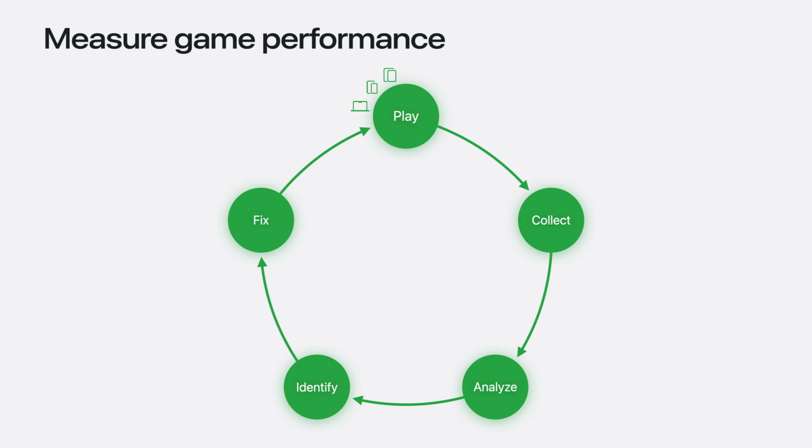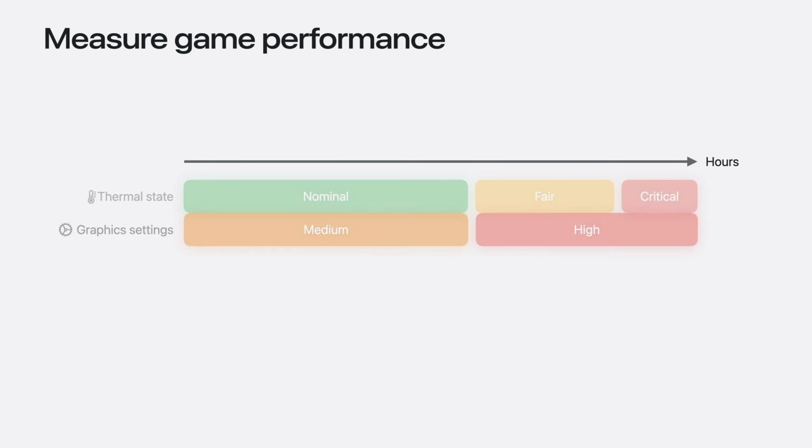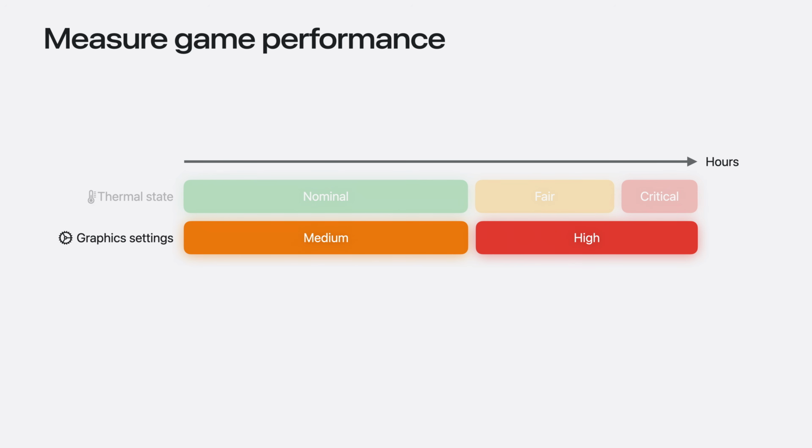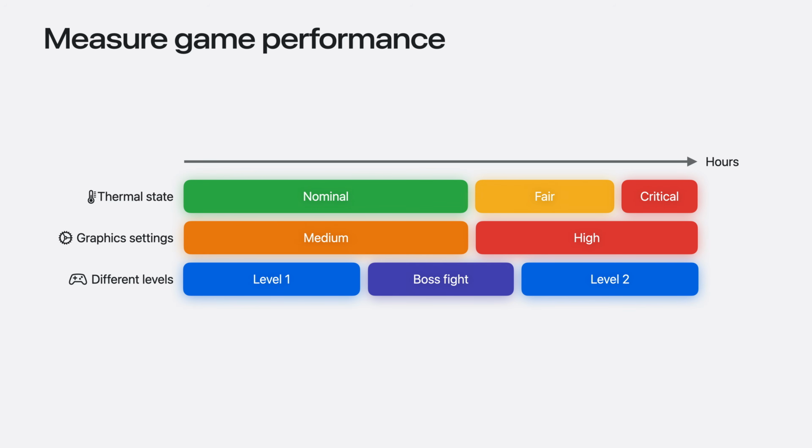As players play your game for hours, many conditions could change. The device may heat up and thermostat shifts. The player adjusts graphics settings. They move between different levels and fights. To truly achieve a smooth experience, you need to measure across many different scenarios over long periods of time.